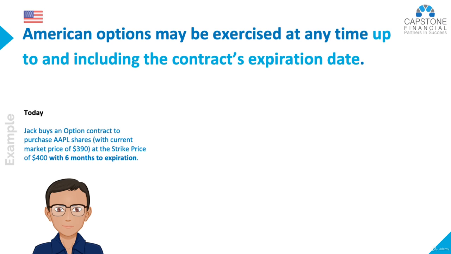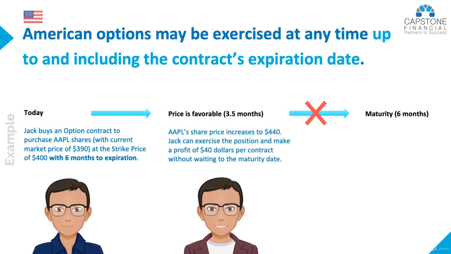Jack buys an option contract to purchase Apple shares with the current market price of $390, strike price $400, with 6 months to expiration. The price of Jack's option is favorable. He's got a gain 3.5 months in. Apple shares price increased to $440. Jack can exercise the position and make a profit of $40 per contract without waiting to the maturity date.